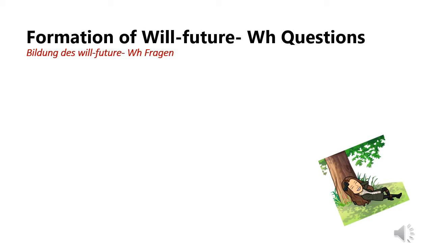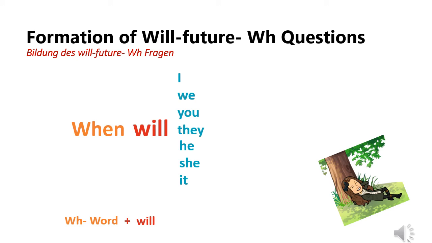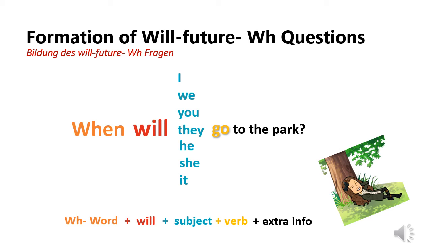Now we've come to the information questions or WH questions. They're formed with a WH question word at the beginning of the sentence. That could be what, when, where, who, why, or how. Followed by the modal will, the subject, the verb again in infinitive, and the rest of the information to make a complete sentence with meaning. Here in the example, the question is, when will you go to the park? Remember to place the question mark at the end of the sentence.